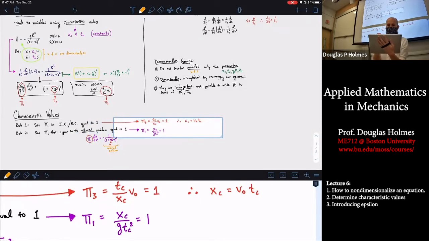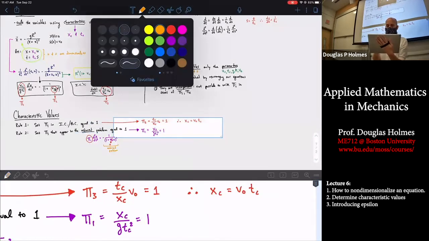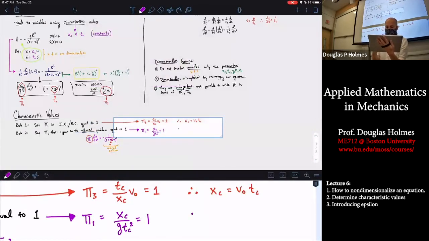And so let's see here. If we set that equal to 1, we get xc is equal to v0 squared over g. Professor, sorry, do you mind re-explaining why we're throwing out pi 2 and not pi 1? I still don't understand when you say pi 1 is the dominant one.